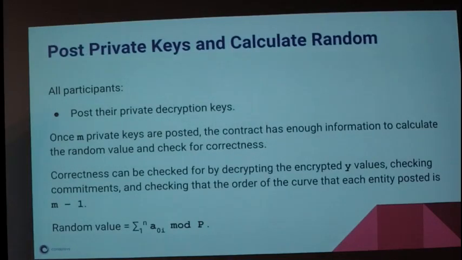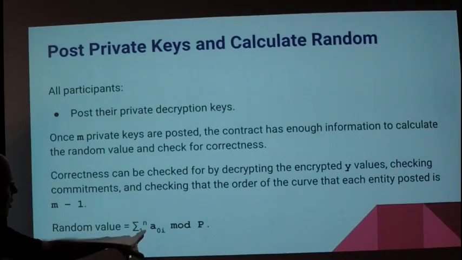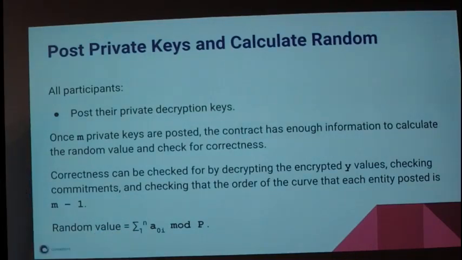And then you post your decryption keys. So you've got your public key there, you've posted encrypted values, and you've posted commitments to the values, and now you're posting your private key. So now everyone should be able to decrypt the values. Anyone can now decrypt the values, and they can calculate the random value as the sum from 1 to n of the x equals 0 values, the y-intercepts, mod p.